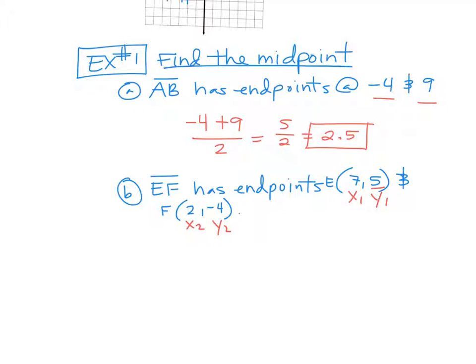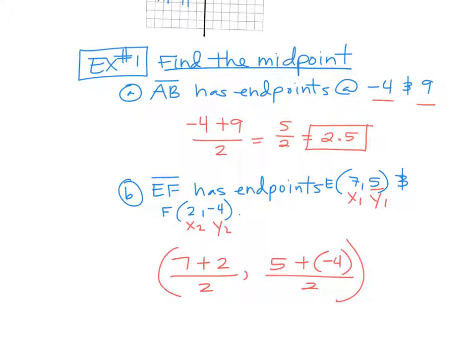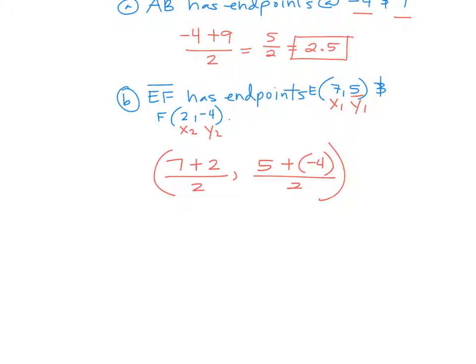So we're going to set this up, X1 plus X2, so 7 plus 2 divided by 2. And then Y1, which is 5, plus Y2, which is -4, divided by 2. You're welcome to write that as 5 minus 4 if you want to think through the algebra that way, that's totally fine. And then you always want to make it as simple as possible. So don't leave it like this because that doesn't tell us a whole lot.